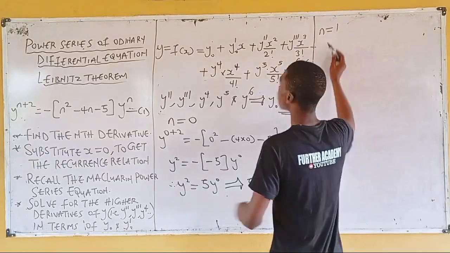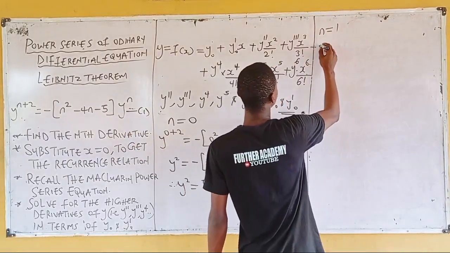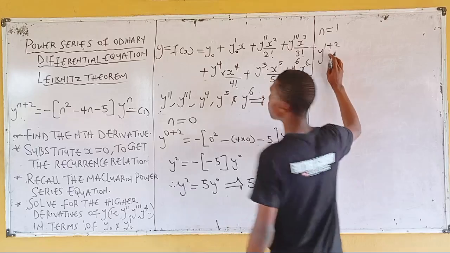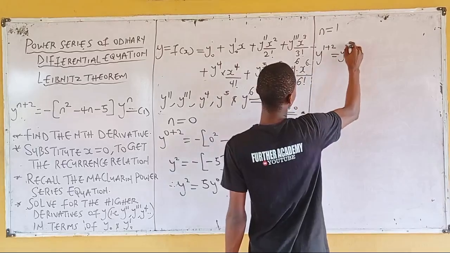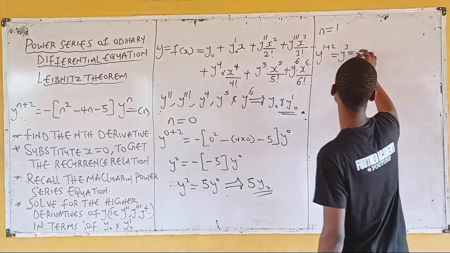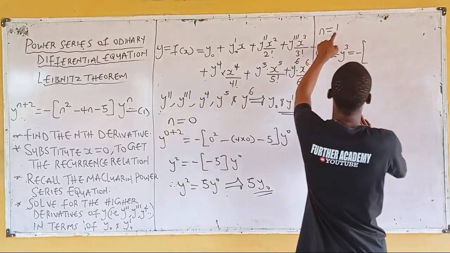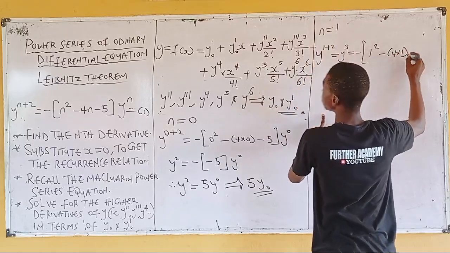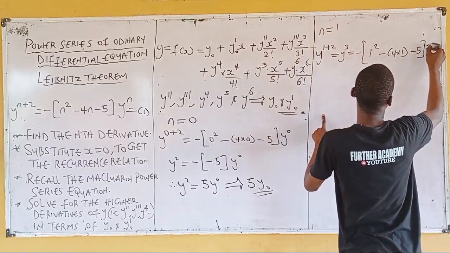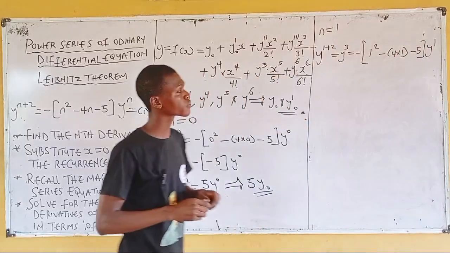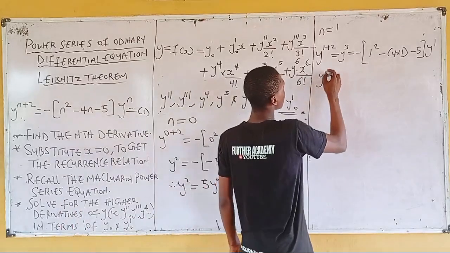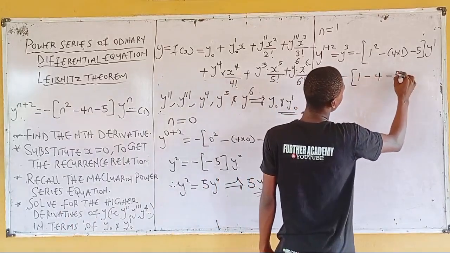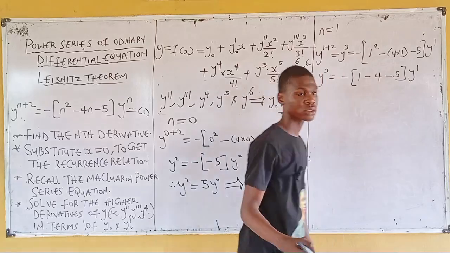what do I have? Substituting 1 into my recurrence relation, I have y raised to the power of 1 plus 2, meaning y raised to the power of 3, which is equal to negative all into bracket, what's n? n is 1, meaning 1 squared, minus 4 multiplying 1, minus 5, all multiplying y raised to the power of 1. Any question on that? Now from here, y raised to the power of 3 is equal to negative all into bracket 1 minus 4 minus 5 multiplying y raised to the power of 1.